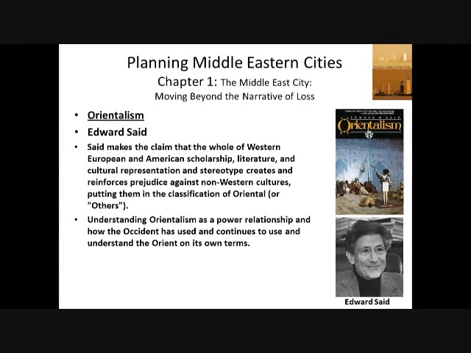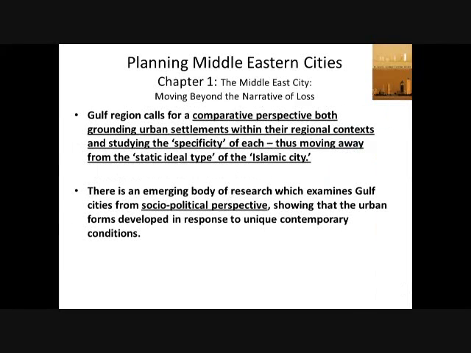Orientalism, as Edward Said says, claimed that the whole Western European and American scholarship, literature, and cultural representation and stereotype creates and reinforces prejudice against non-Western cultures, putting them in the position of others. A problematic approach to the rest of the world: we are the only people who know, so everyone else is less than us. So it's a relationship, and how the Occident has used the Orient in its own terms.